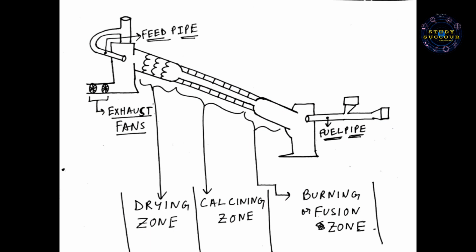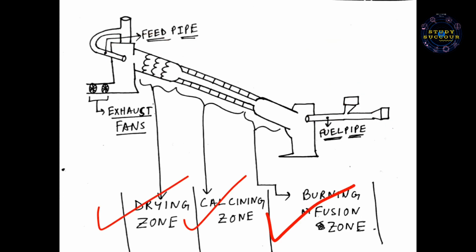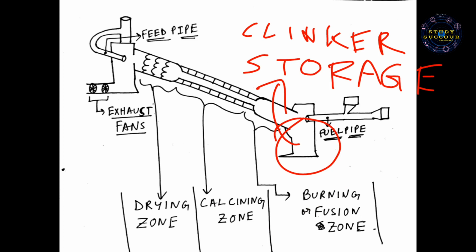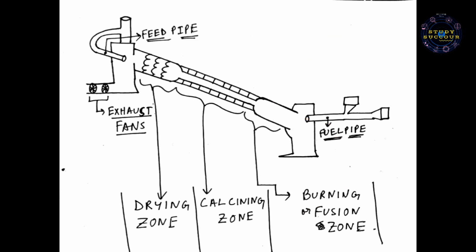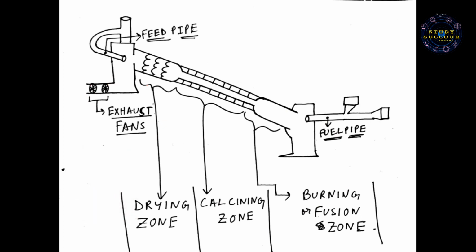As you can see, this is the flow sheet of the rotary kiln, where from this feed pipe the slurry is sent inside from the upper part, which crosses the drying zone, calcining zone and the burning or fusion zone and ends up at the clinker storage. This rotary kiln also consists of exhaust fans for discharging gases from the kiln, a chain system at the drying zone for facilitating heat transfer from gases to slurry, fire brick lining in the calcining zone, and hot air supply in the burning zone.